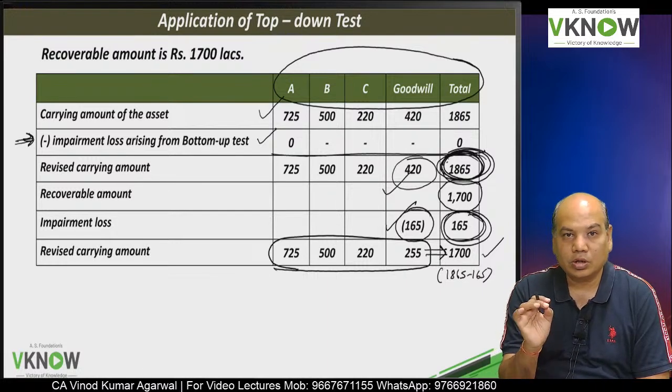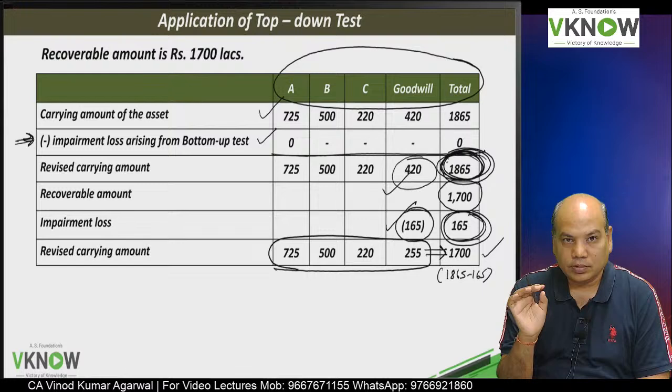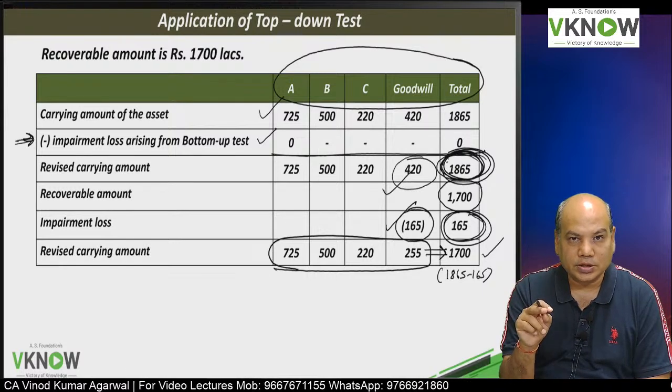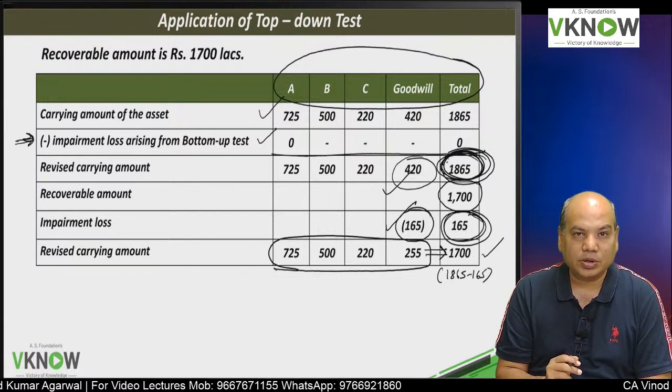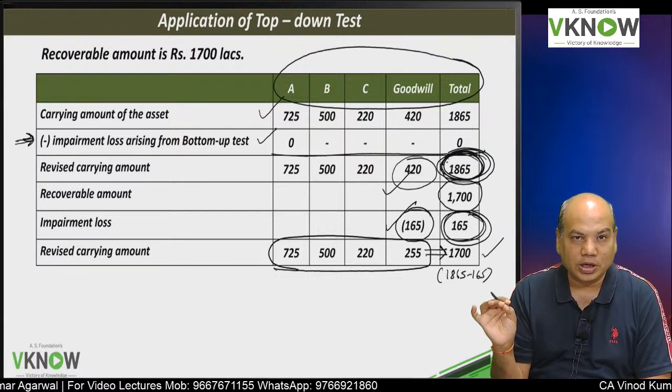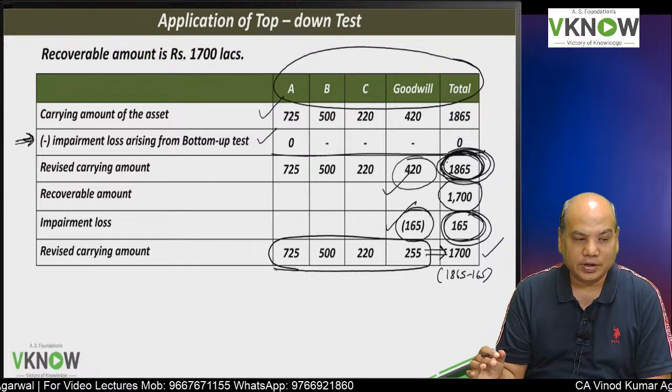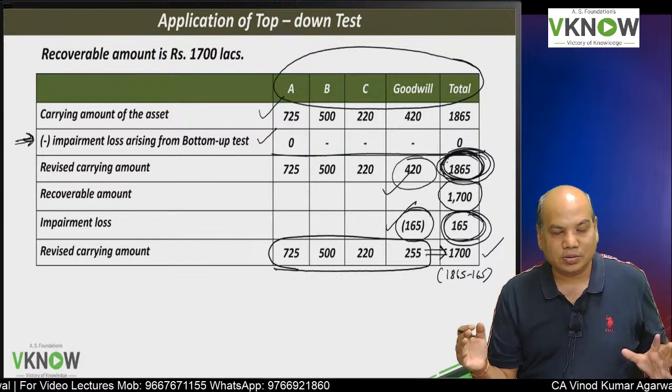So this is called top down test. First apply bottom up test without allocating goodwill and then apply top down test if goodwill cannot be allocated on a reasonable and consistent basis.